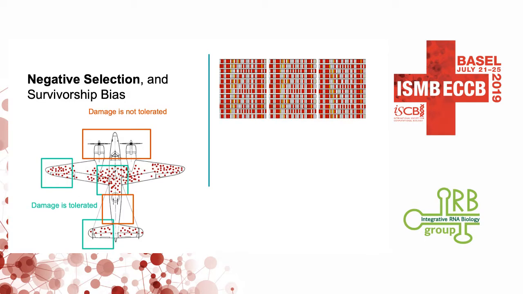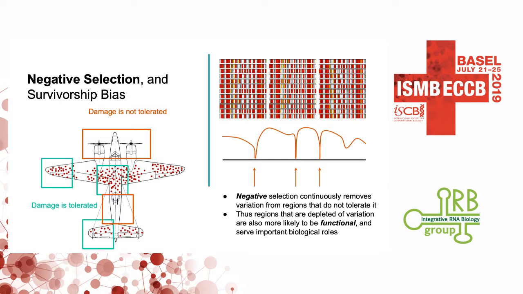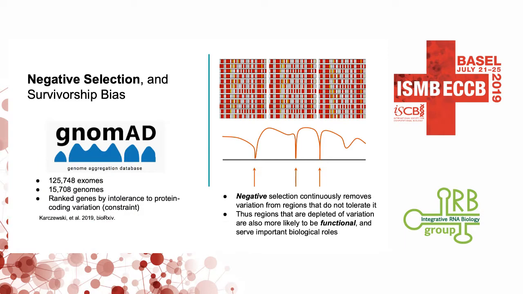We can take the same approach to the analysis of human genomes at population scale by recognizing that because negative selection is continuously removing deleterious alleles from the population, regions that are depleted of variation within human genomes are likely more functional. And we can do this using resources such as gnomAD, which contain over 140,000 whole exome or whole genome sequences. And in fact, this was something that they did in the original ExAC and gnomAD studies: look at the rate of variation across protein coding genes to produce a ranked list of the most constrained protein coding genes to the least constrained protein coding genes.